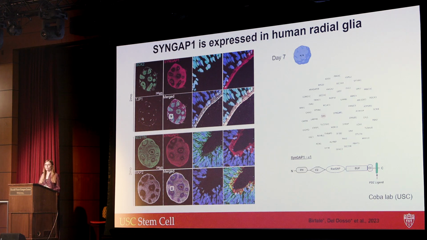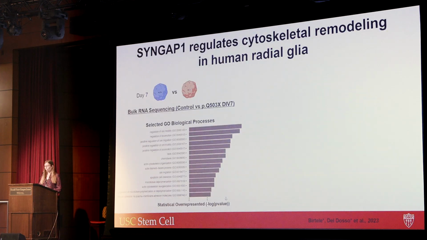And we wanted to confirm this even further, so we collaborated with the COBA lab at USC, and we performed mass spectrometry at day 7 organoids where we have a homogeneous population of progenitors. And indeed, we found the peptides for SYNGAP, but not only that, we also confirmed our staining results where we saw among the SYNGAP interactors also TJP1, this tight junction protein that we see colocalizing in white here with SYNGAP1 at the ventricle of these organoids.